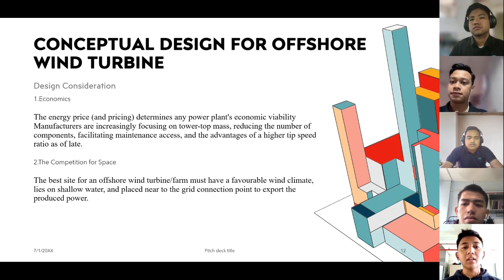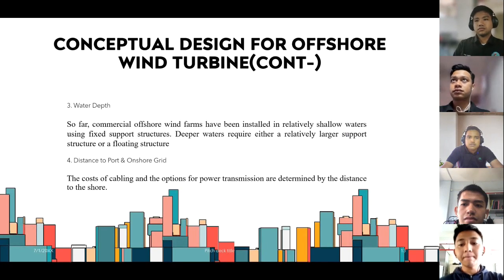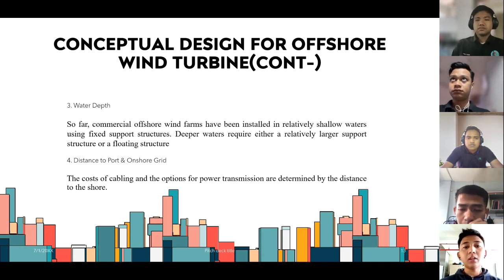Second, location space. The base site of an offshore wind farm must have a favorable wind climate, lie in shallow water, and be placed near the grid connection point for exporting and producing power. Third, water depth. So far, commercial offshore wind farms have been installed in relatively shallow water using fixed support structures. Deeper water requires either a relatively large support structure or an open structure.